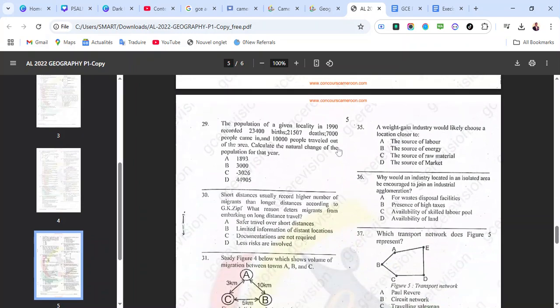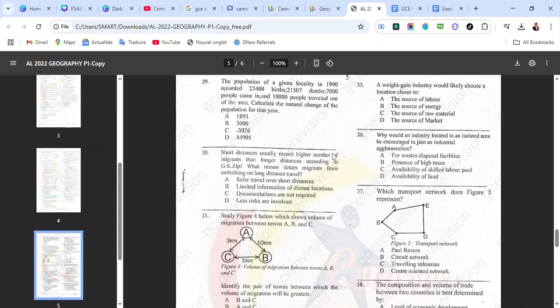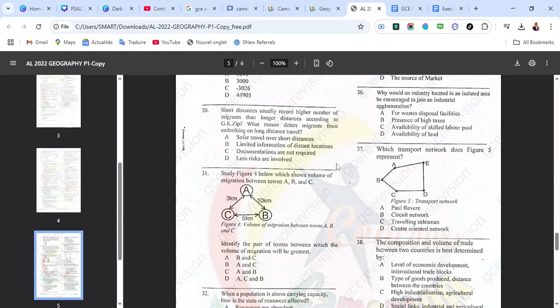The population of a given locality in 1990 recorded 23,400 births, 21,507 deaths, and 7,000 people came in and 10,000 people traveled out of the area. Calculate the natural change of the population for that year. Correct answer is A, 1,893.